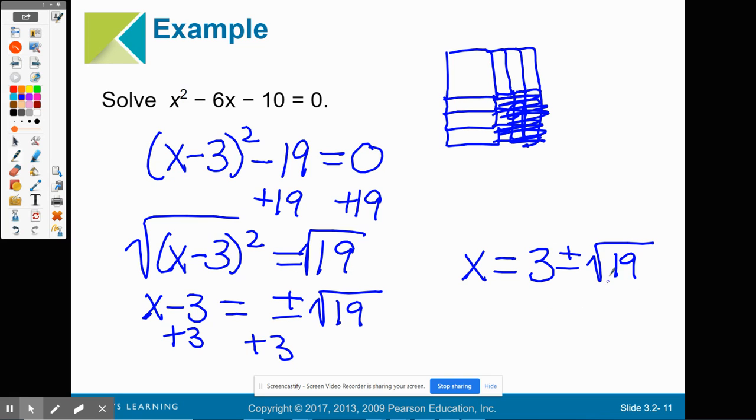This is an irrational number. One of the numbers is 3 plus the square root of 19, and you can change it to a decimal if you wanted, but we're never going to ask you to do that. And 3 minus the square root of 19.